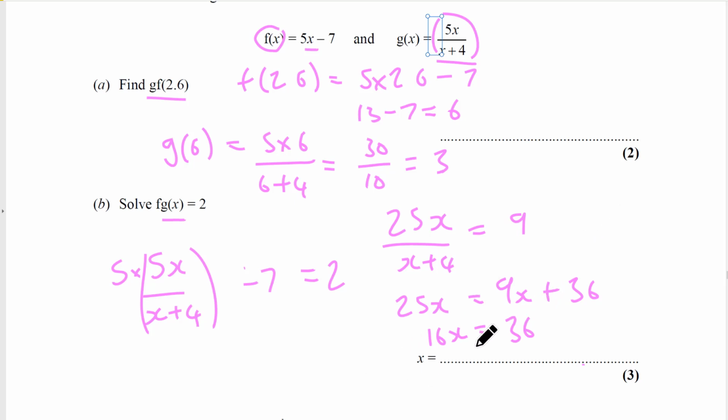Now what's 36 divided by 16? Will they accept it as a fraction? Let's just simplify that to 18 over 8, then 9 over 4, x equals 9 over 4, and you might know that equals 2.25.